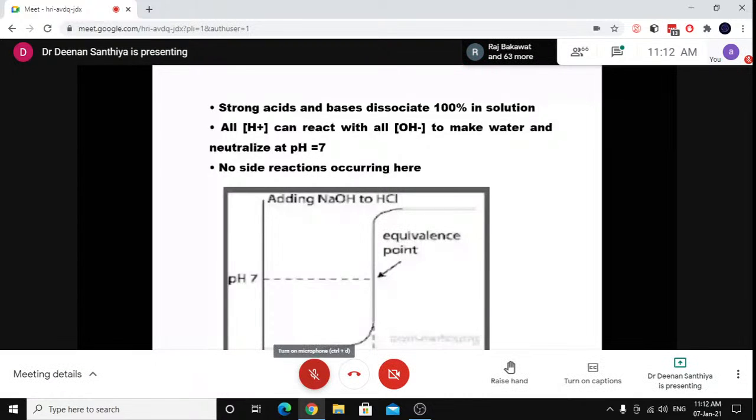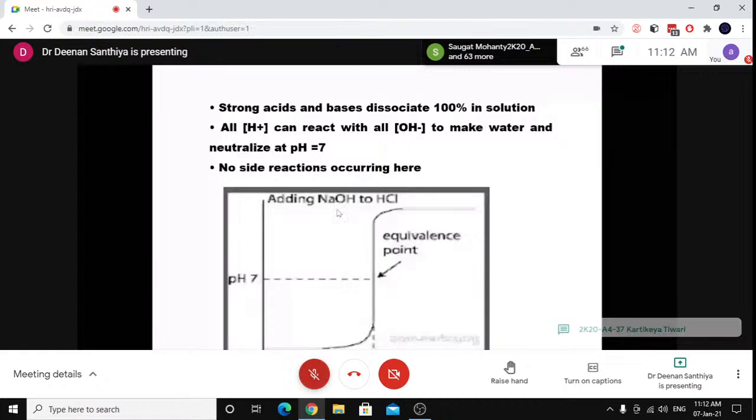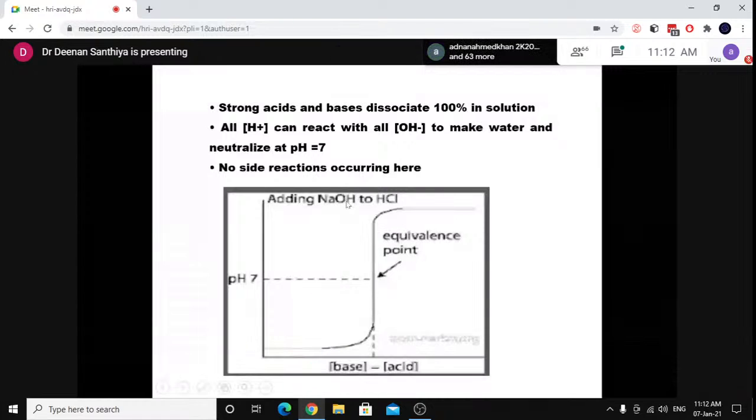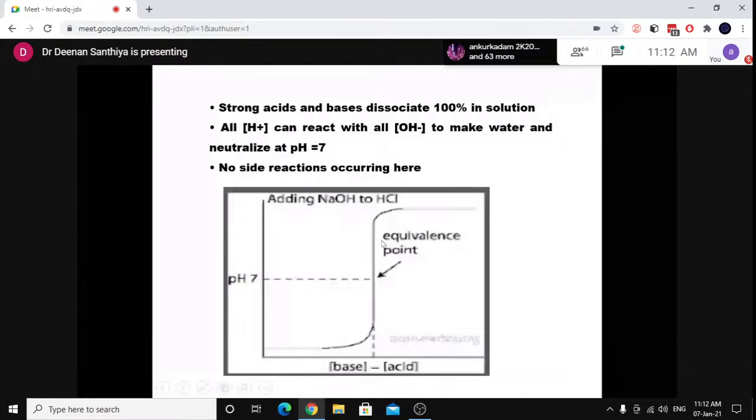You know that when the neutralization reaction between NaOH and HCl is complete, the pH will become 7. When you add an extra drop of sodium hydroxide, what will happen? The extra drop suddenly raises the pH. That is called the equivalence point.